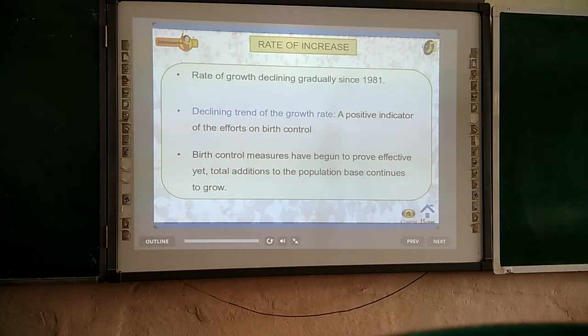Rate of growth is declining gradually since 1981. Declining trend of the growth rate is a positive indicator of the efforts on birth control. Birth control measures have begun to prove effective, yet total additions to the population base continues to grow.